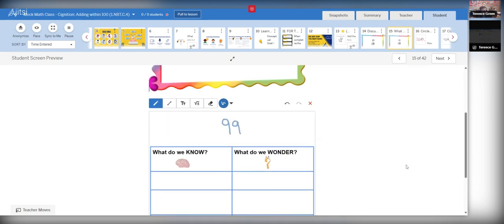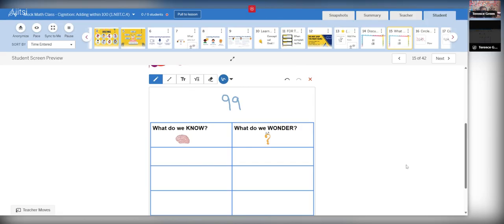Now, the questions are a little bit different this time around. It's what do you know? Okay, so what do we know about this one? Okay, and for this, I'm going to use a text box here. What do we know about this one? There is a ones place. Good.